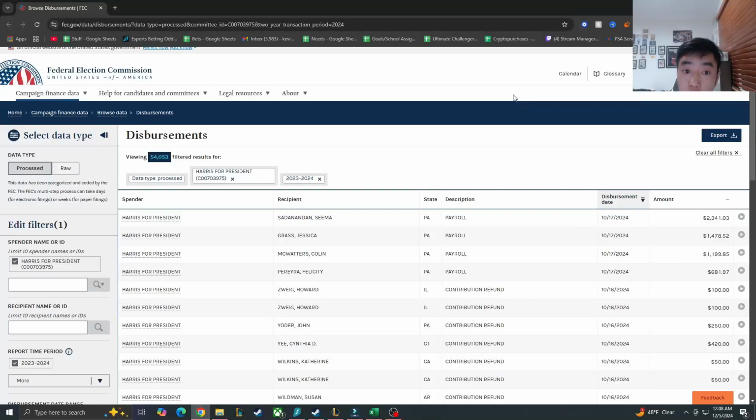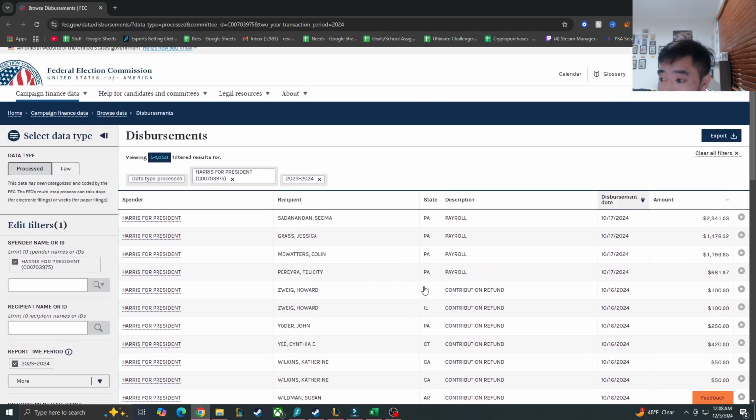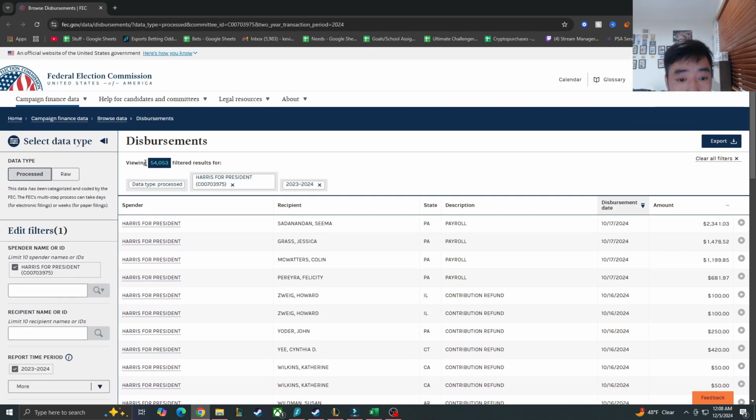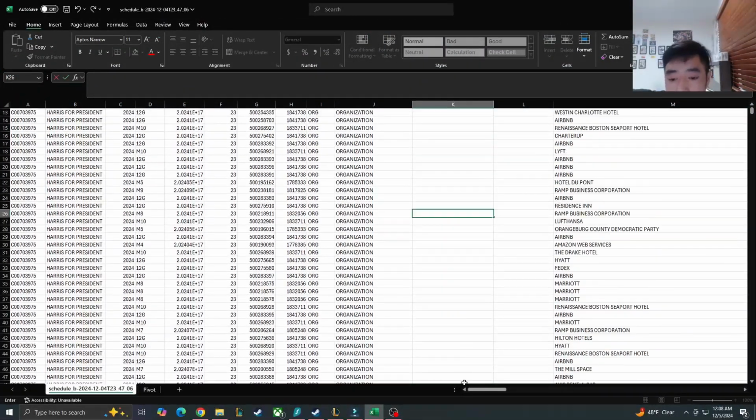How to get all the data? FEC. We go to the FEC website and search up Harris for president, and we get all the transactions that she made during her campaign. You know how many transactions she made? Let's see. She made 54,000 transactions. So we export all the data. Boom. Here's all the data.